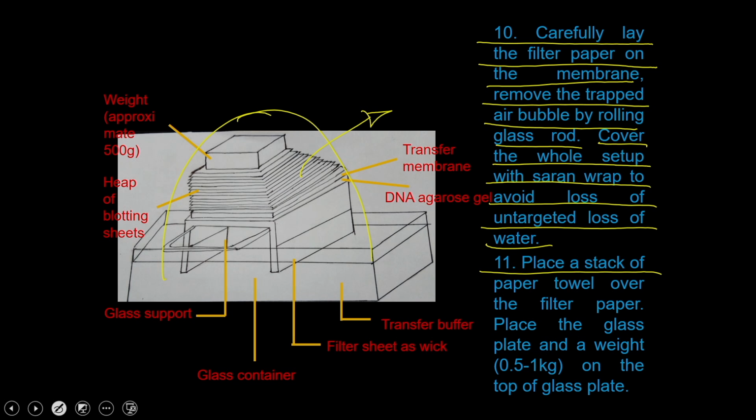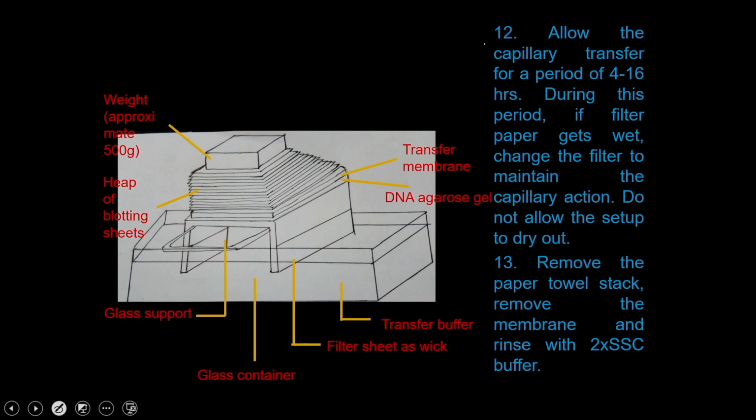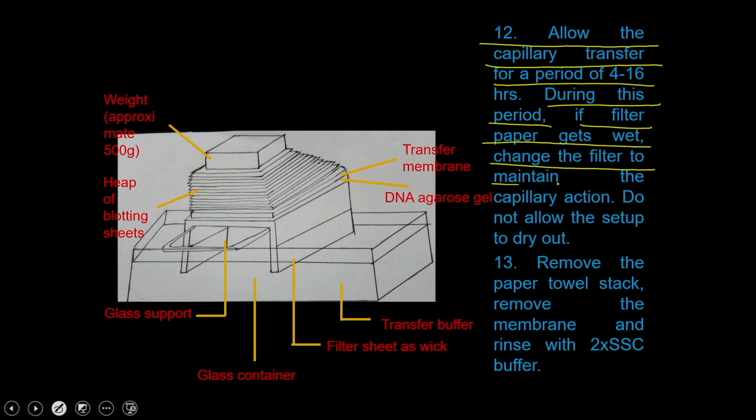Place a stack of paper towels over the filter paper. Place the glass plate and a weight of 0.5 to 1 kg on top of the glass plate. Then you allow the capillary transfer for a period of 4 to 16 hours. During this period, if the filter papers get wet, change the filters to maintain the capillary action. Do not allow the setup to dry out.